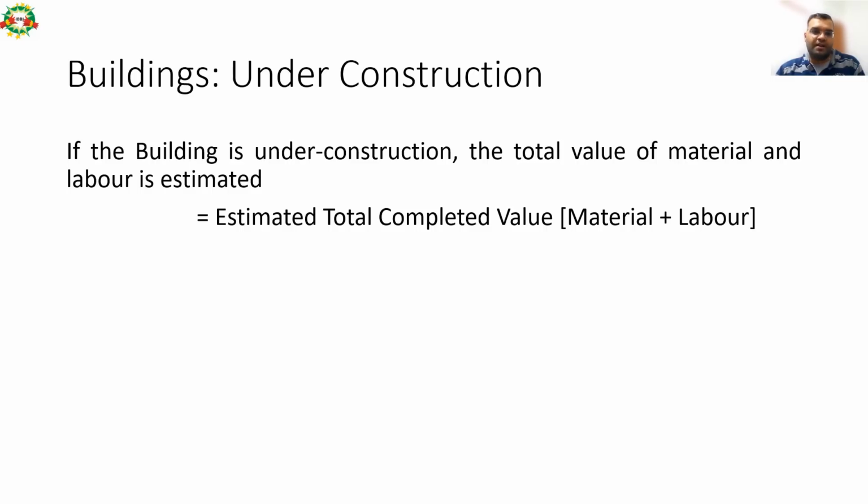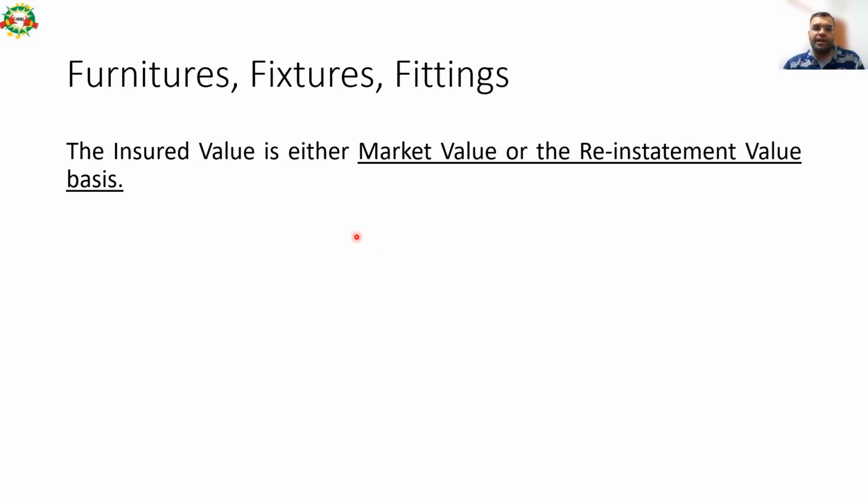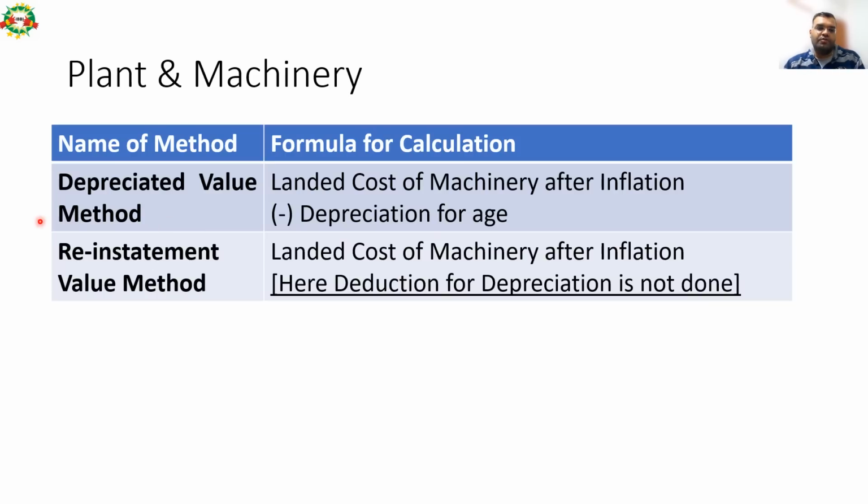If the building is under construction, then the sum insured is equal to the estimated total complete value of the building with material and labor. In case of furniture, fixture and fittings, the sum insured is on either a market value or reinstatement value basis. In case of plant and machinery, again two methods are there: the depreciated value method and the reinstatement value method.